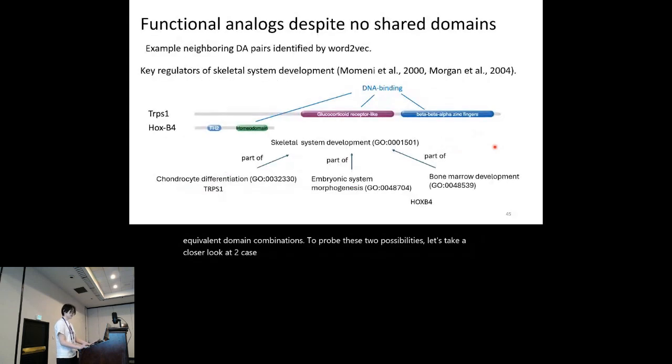In our first case study, the Word2Vec embedding identified HOXP4 and TRPS1 as nearest neighbors, despite the fact that these domain architectures share no domain at all. They're both transcription factors, but more importantly, both of them are key regulators of skeletal system development. And these 2 proteins both contain DNA binding domains, but different ones: zinc finger for TRPS1 and homeodomain for HOXP4. We also checked sequence similarity directly.